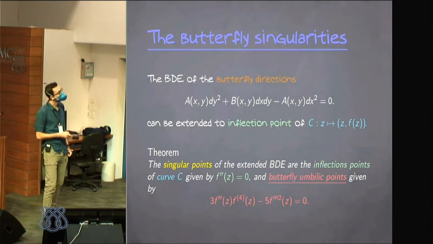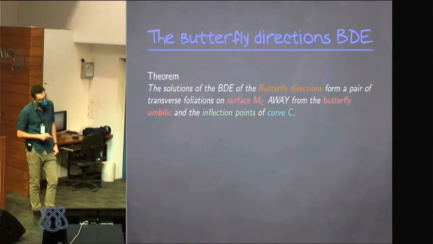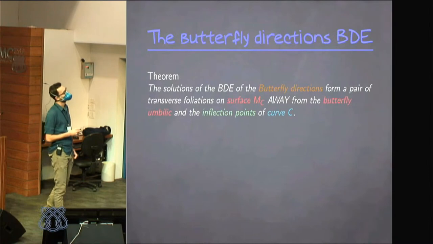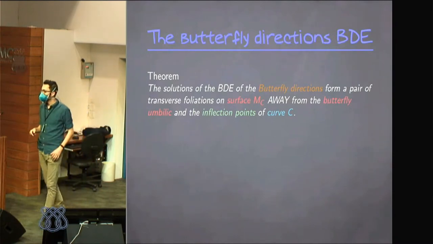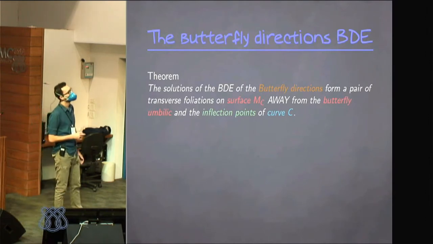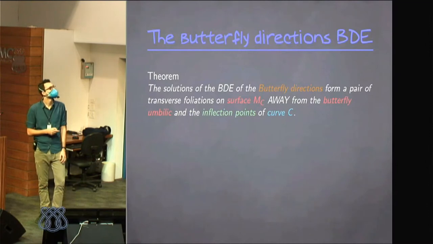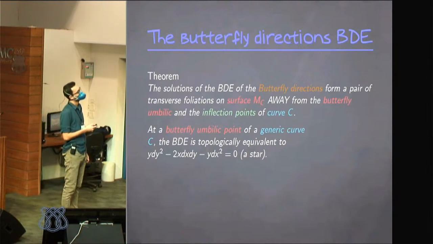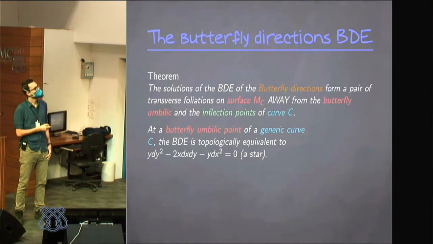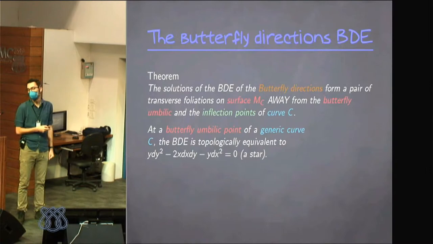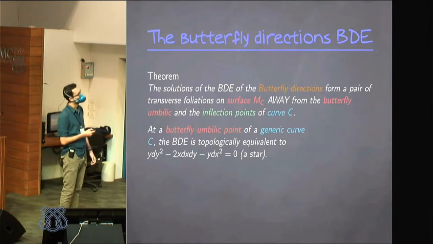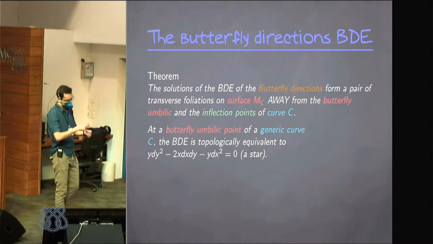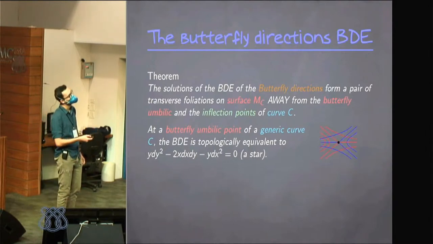Okay? Now, another natural thing is the solution of the binary differential equation here. It forms a pair of transverse foliations on our surface, of course away from our singular point, that is the butterfly umbilic point. At singular points, for example the butterfly umbilic point, for a generic curve, our BDE is topologically equivalent to this normal form. For this normal form, we have a result about the density, and it's possible to look at the behavior around the singular point, and we have the foliation.